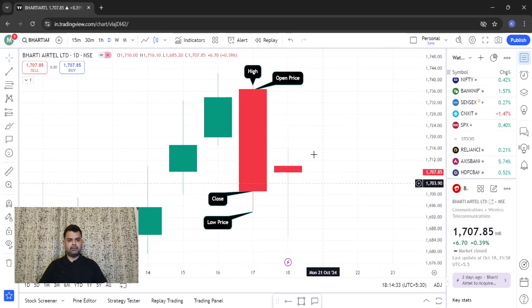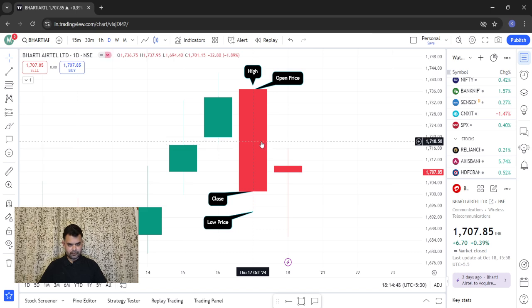So each candle will have the price data. By looking at this candle, how does one interpret the price for this particular day? A red candle represents bearishness, as we had explored in the previous video. And since it's a red color candle, we can say that sellers dominated Bharti Airtel on that particular day.